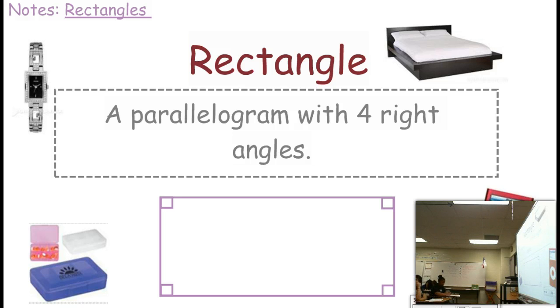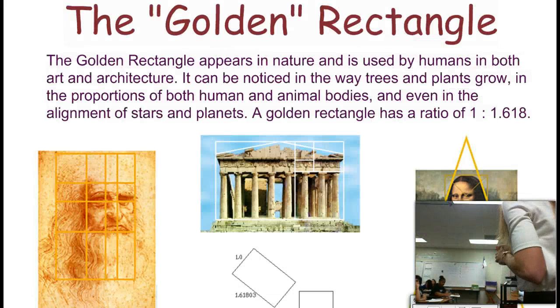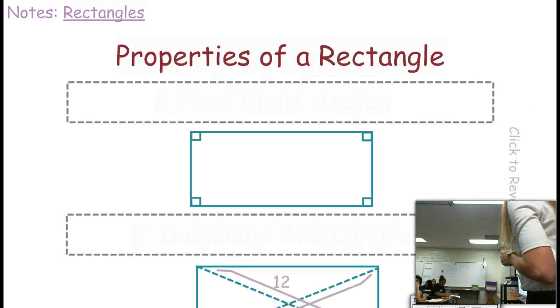Is there anyone family treeless other than Torin? I'll get you one if you can't find it, okay? We're not really going to talk about the golden rectangle.